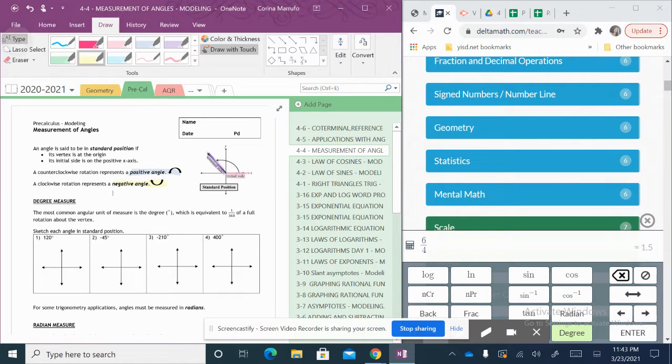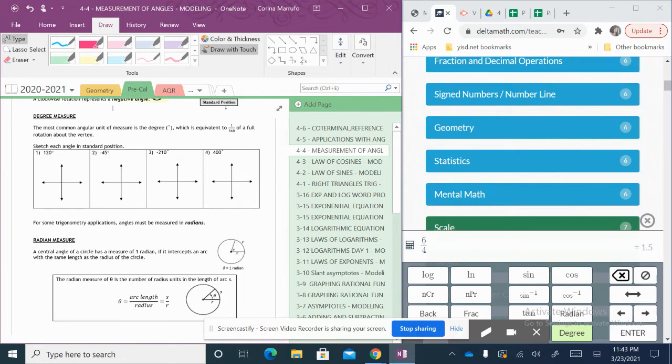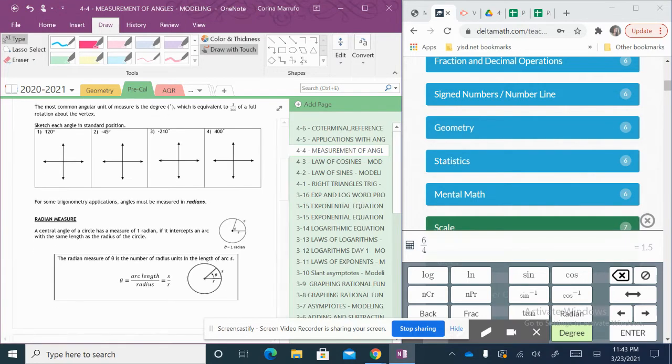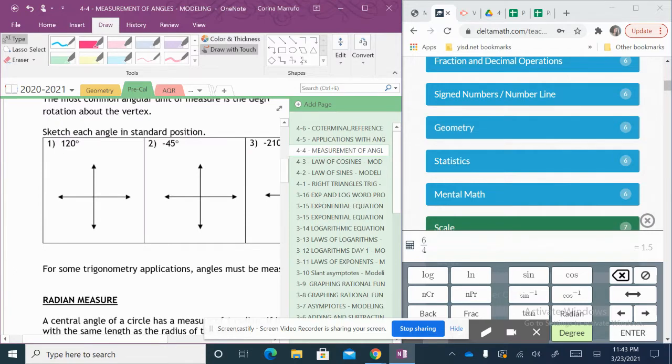Okay, so here we have a degree measure. The most common angular unit of measure is degrees, which is equivalent to 1 out of 360 of a full rotation about the vertex. I'm sorry. So it says sketch the angle in standard position. So here's our first one. We have 120 degrees. This is still going to be your initial side.